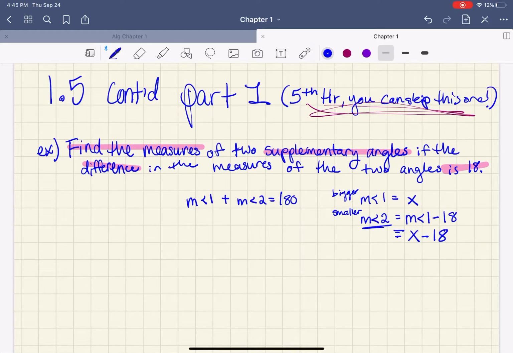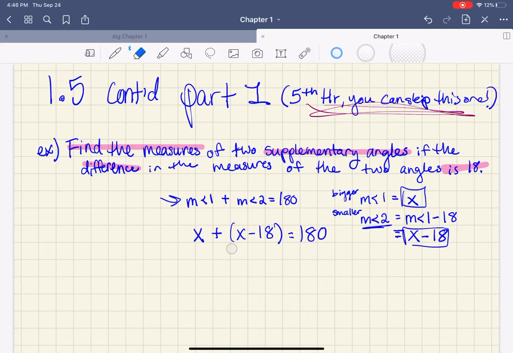Now, what I can do is I can take this and this and plug them into my supplementary angles equation and say, all right, well, that means that x plus x minus 18 must equal 180. Cool. These parentheses that I have drawn in here to show the different angles are cool, but we don't need them really. We can just ignore them or erase them, up to you. And we can say, all right, that means that 2x minus 18 is going to be 180.